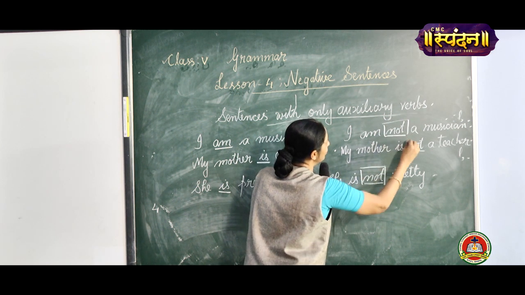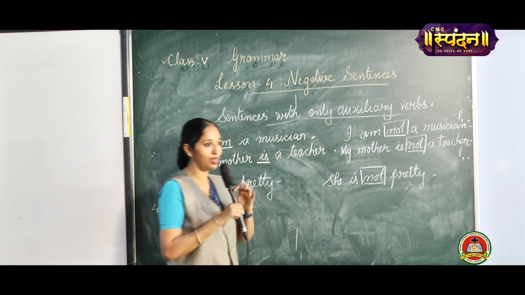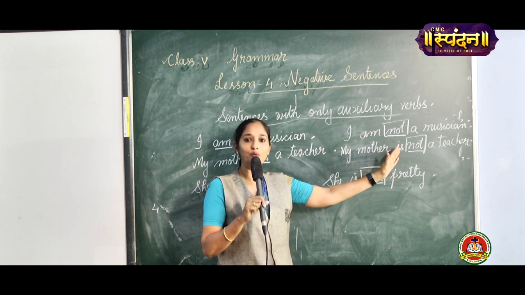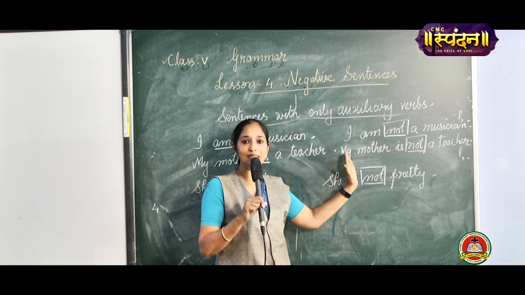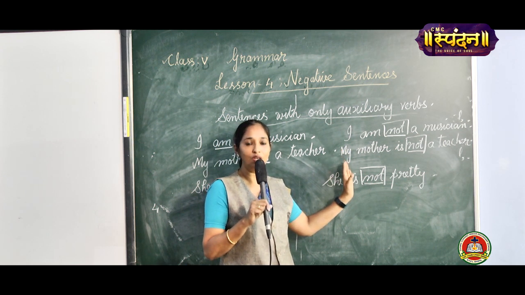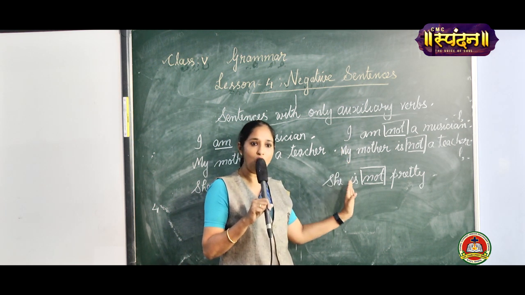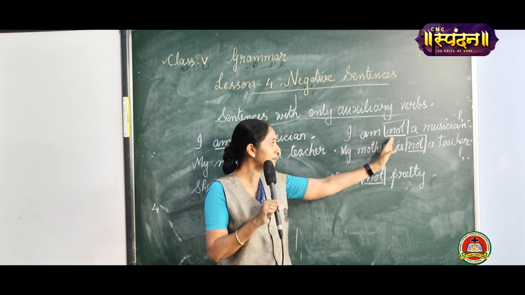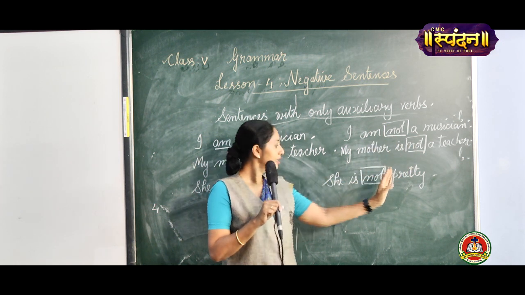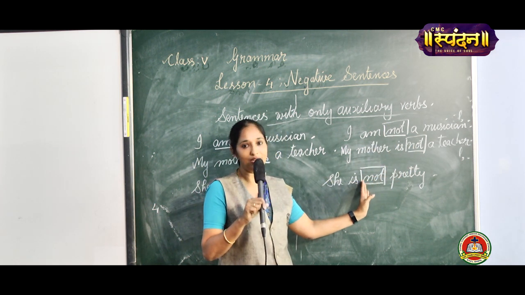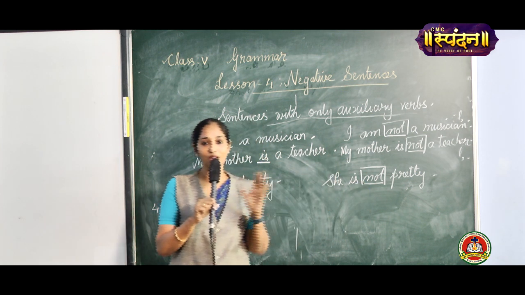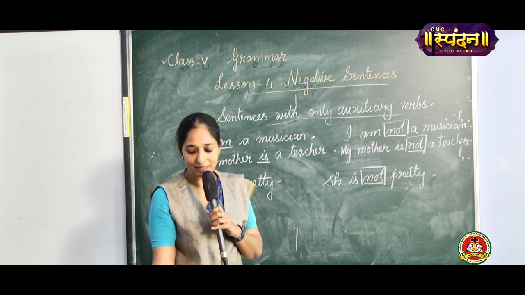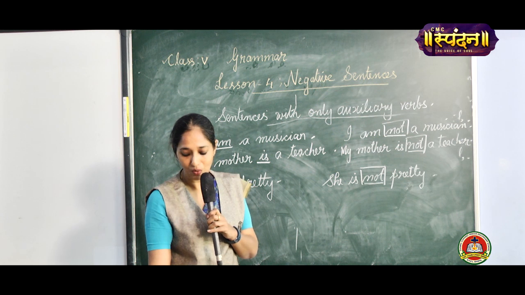So look at the position of the word not. We have put not immediately after the auxiliary verb. So when you come across sentences having only an auxiliary verb, you are supposed to put not immediately after the auxiliary verb. Here we put it after am. Here it is after is. Here it is after is. So this is how you form negative sentences when you come across sentences having only auxiliary verbs.